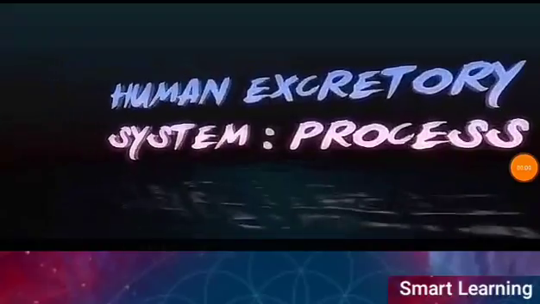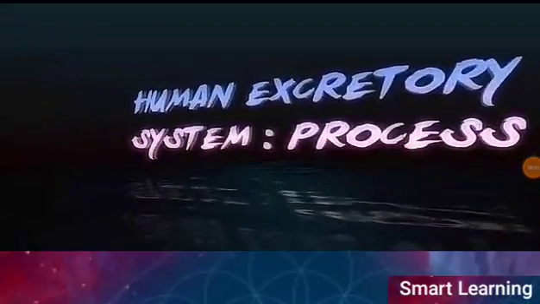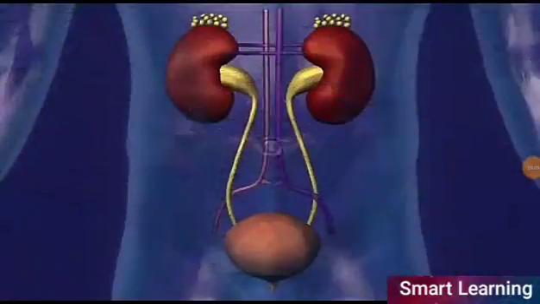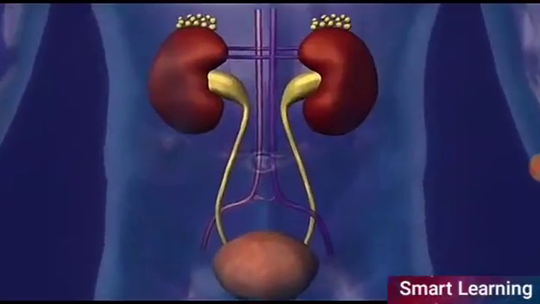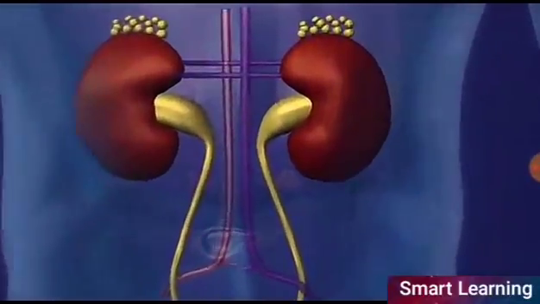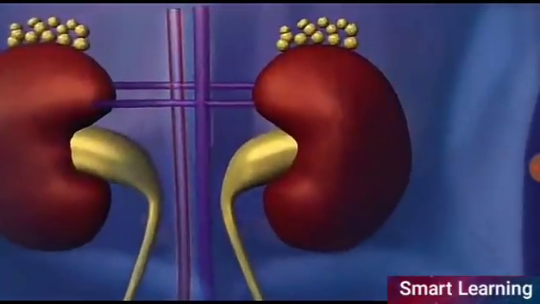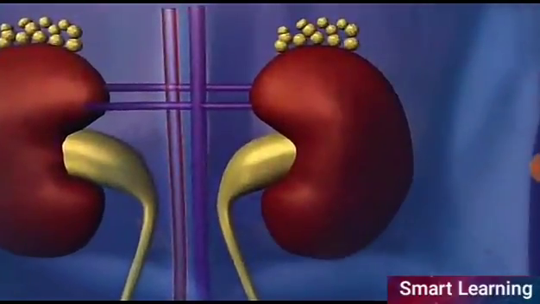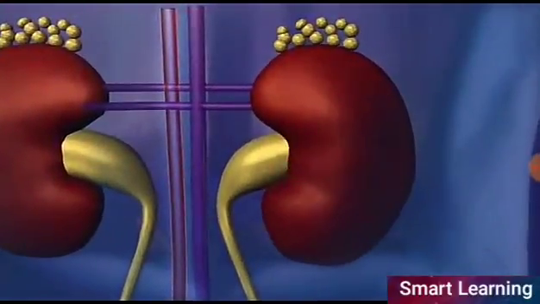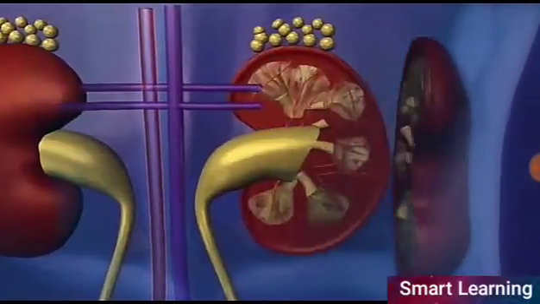Human excretory system process. We now know the reason for the production of urine. But are you aware how urine is produced? Let us try to understand the process of urine formation. Urine is produced to filter out the waste products from the blood, which is filtered out by the kidneys.